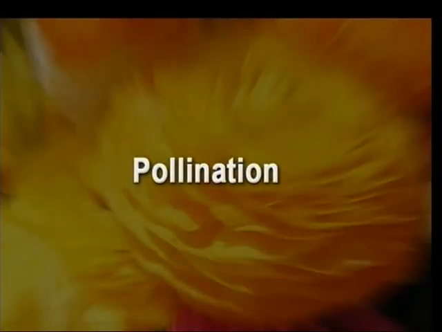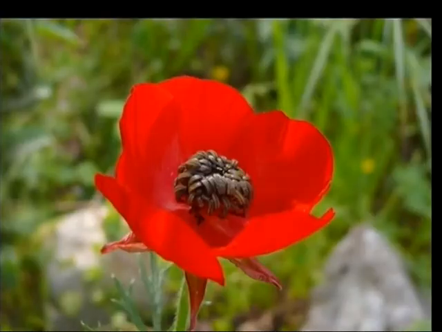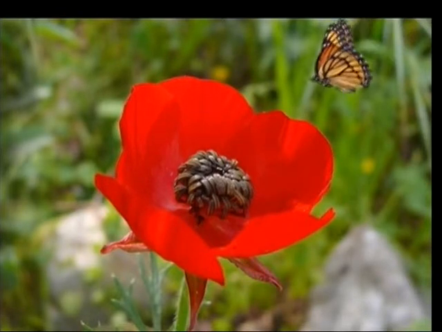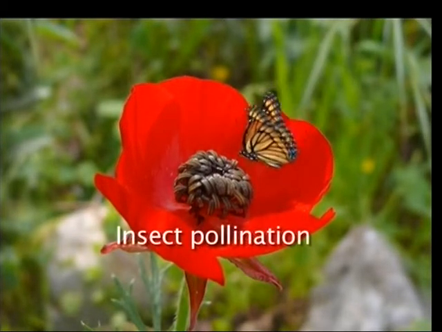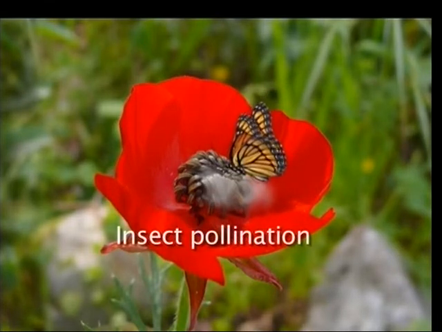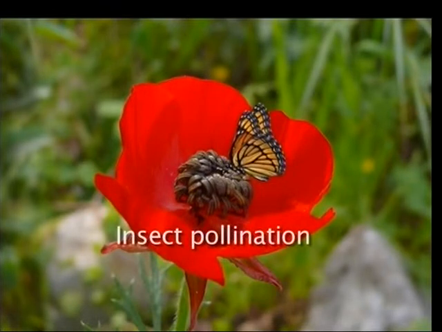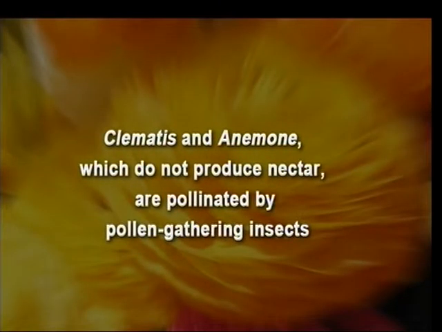Coming to the pollination system, because we have here a wide range of flower structures in the case of Ranunculaceae, that's why it is associated with a diverse array of pollination syndromes. Most of the species in Ranunculaceae are insect pollinated, that means their pollination is brought about by insects. Although there are some species like Thalictrum which are wind pollinated, that means their pollination is anemophily. There are 2 more genera, Clematis and Anemone, which do not produce nectar. That's why they are pollinated by pollen gathering insects.